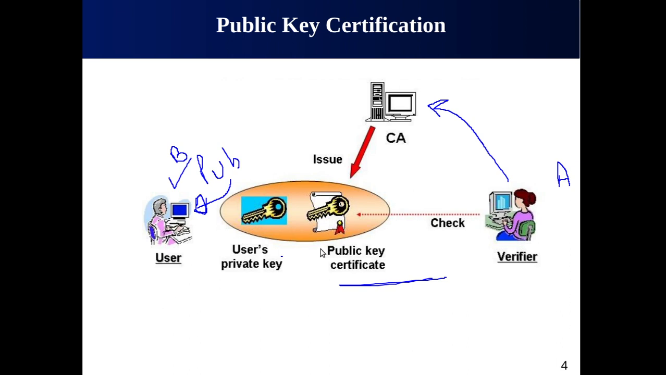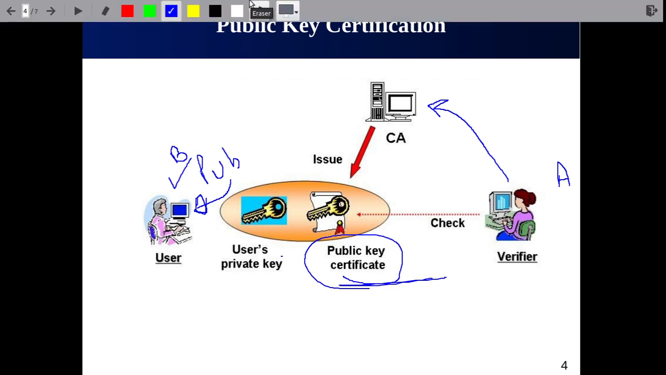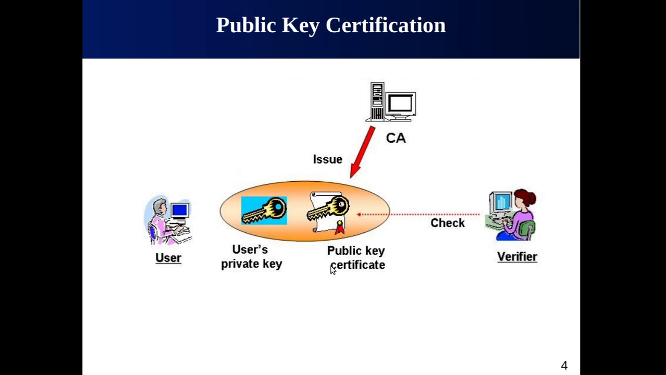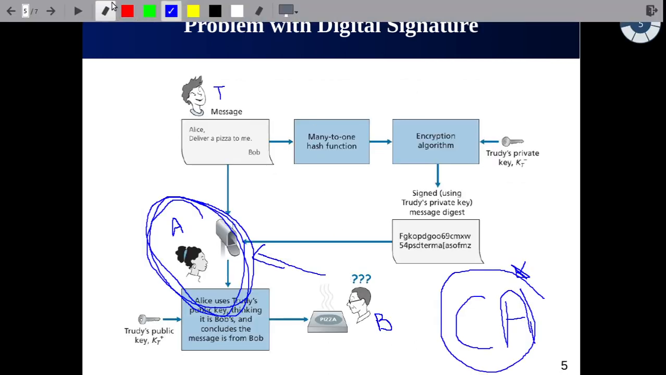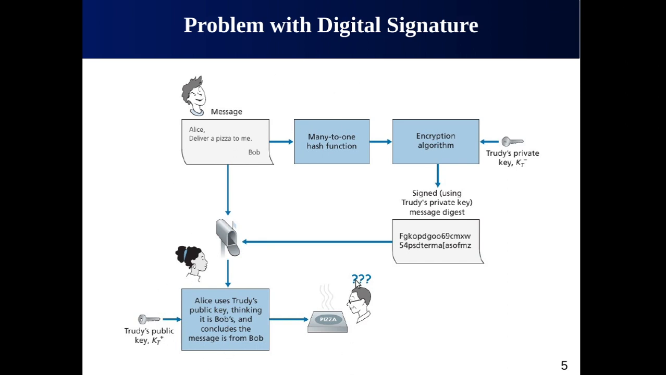How it works, we will not go into the more technical details because there are certain fields in this certificate. But at an abstract level, things are like this. So if you want to solve this problem of the pizza prank, then you can use the certificate. How can you use it?